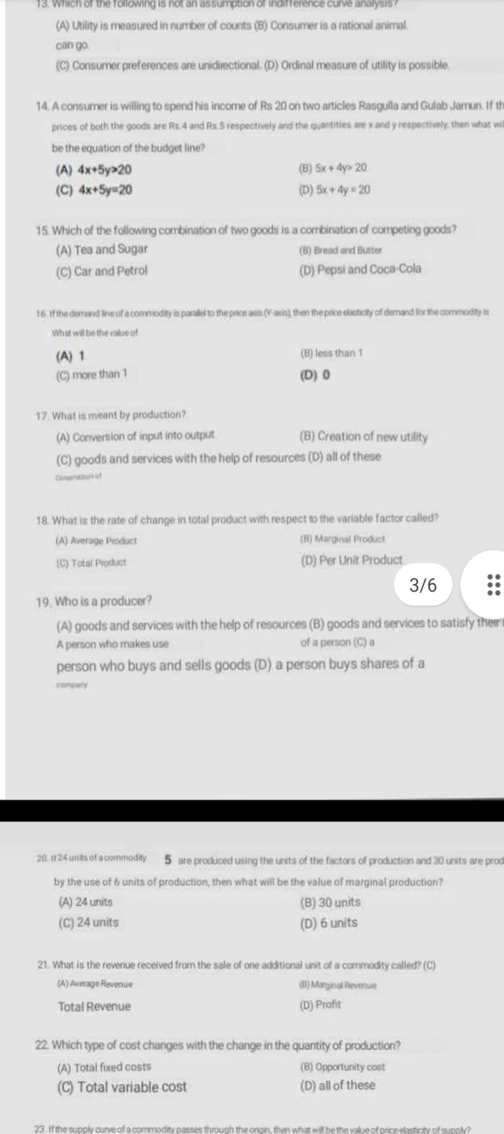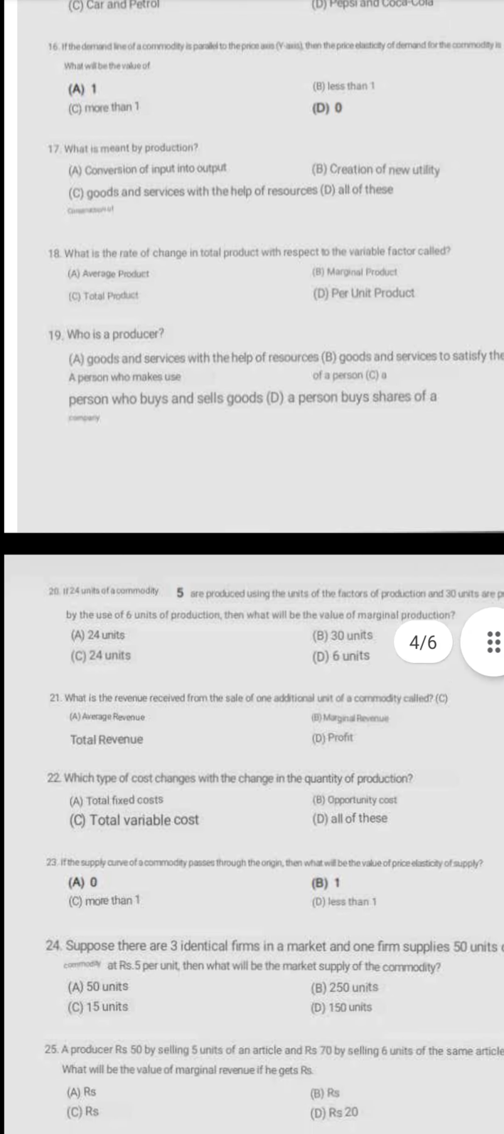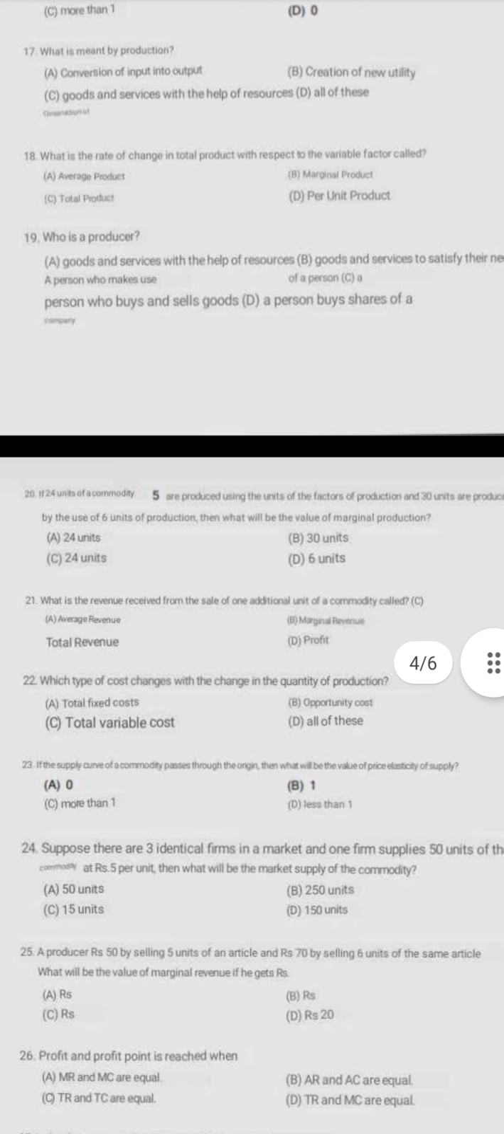Next 17, what is meant by production? Production means conversion of input into output, creation of new utility, also goods and services with the help of resources. So the correct option is all of these. 18, what is the rate of change in total product with respect to a variable factor called? That is marginal product.